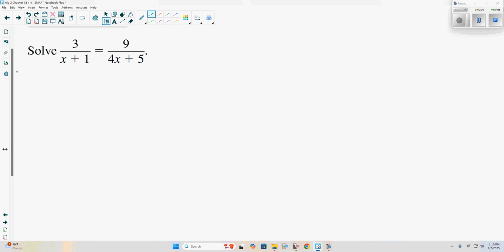What we're doing today is solving rational equations. The first thing we need to do is make sure that the denominators, the bottoms of the fractions, are factored and simplified as much as possible, so that we can find the least common denominator, which we're going to use to help us solve these, and be able to find the restrictions.